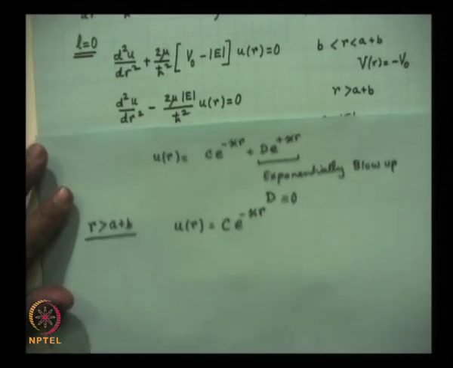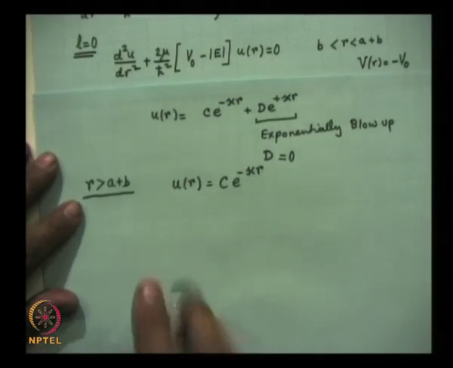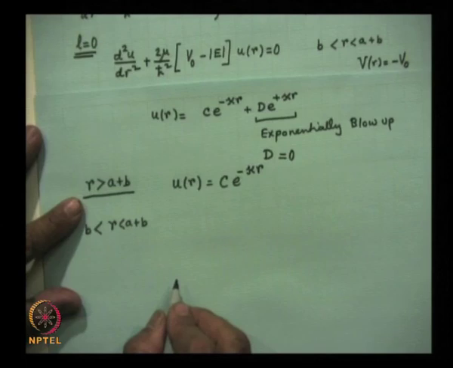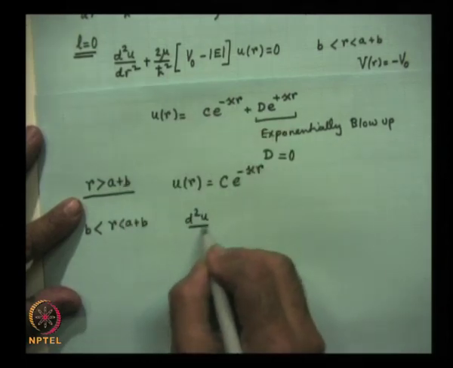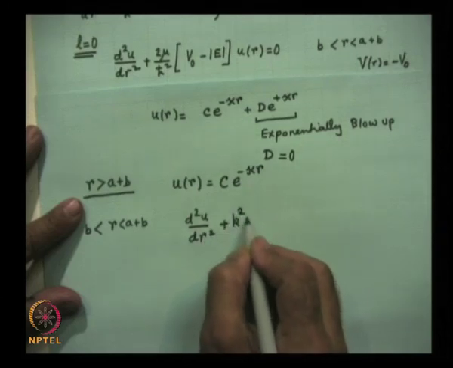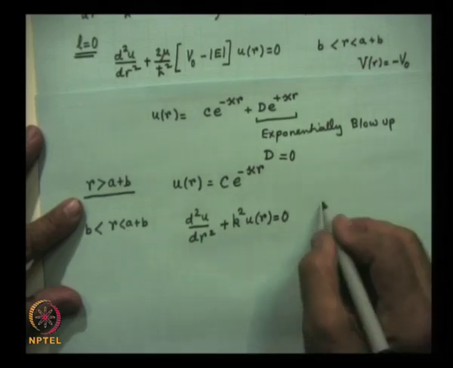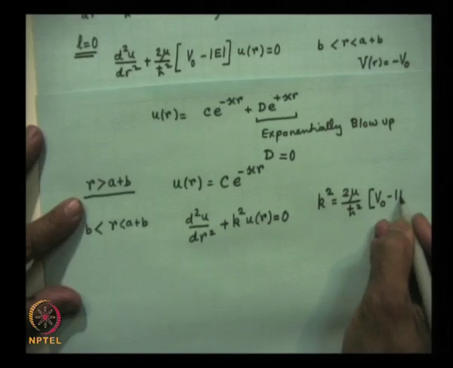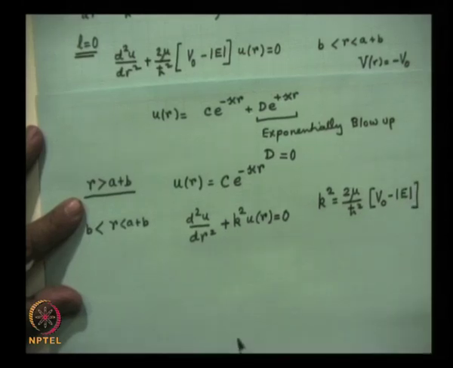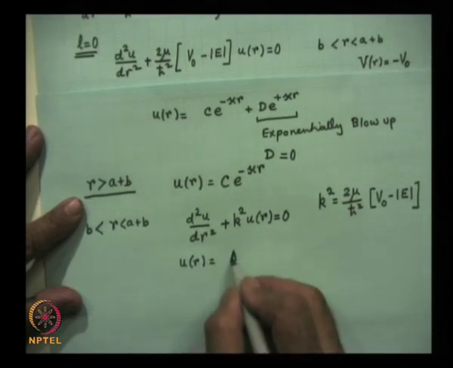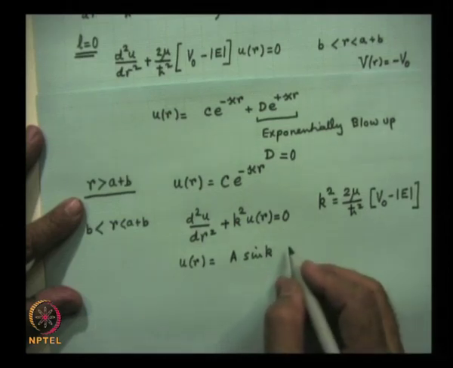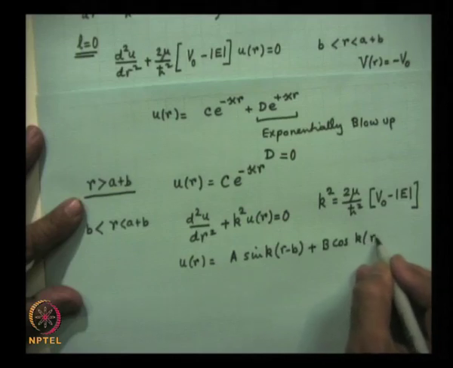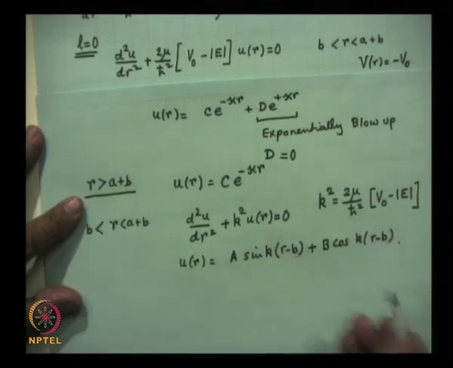In the region b, for r lying between a plus b and b, this we write as d2u by dr square plus k square u of r is equal to 0, where k square is equal to 2 mu by h cross square V 0 minus mod E. So, the solutions are very simple: A sin k r minus b plus B cos of k r minus b. Just I have introduced this b for the sake of simplicity.